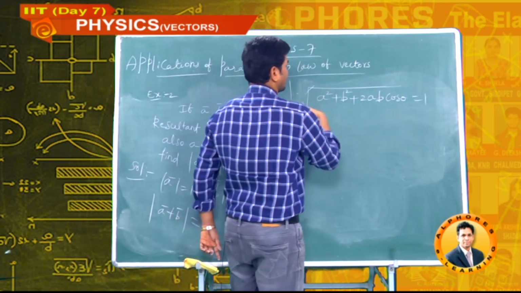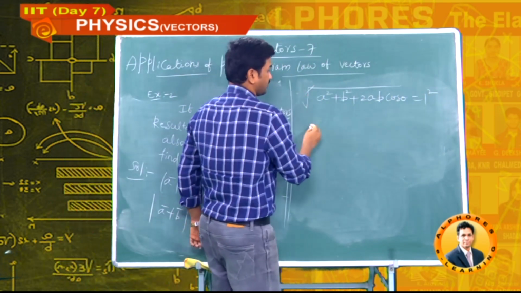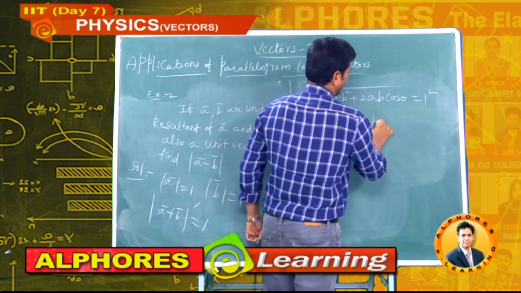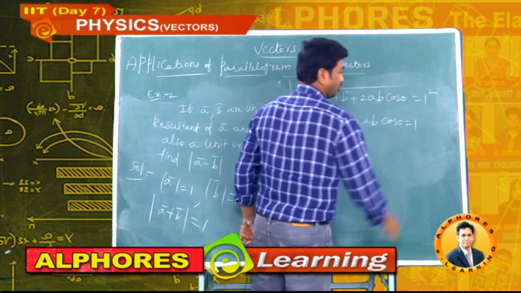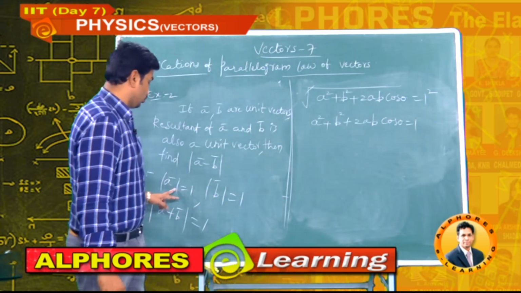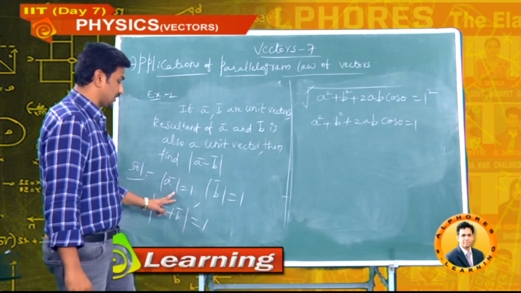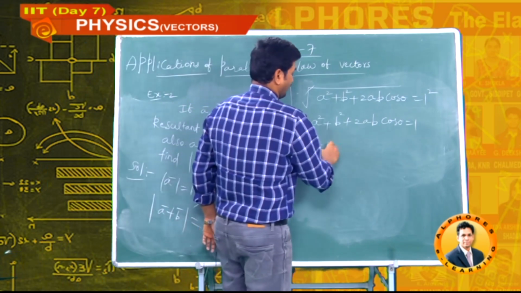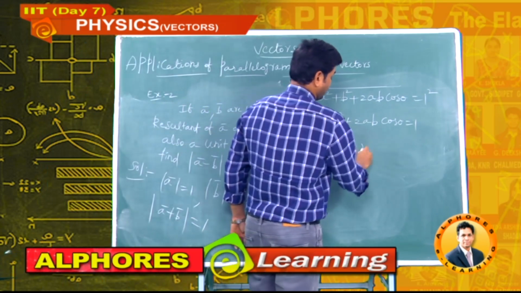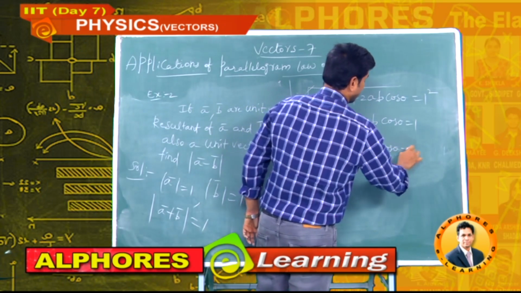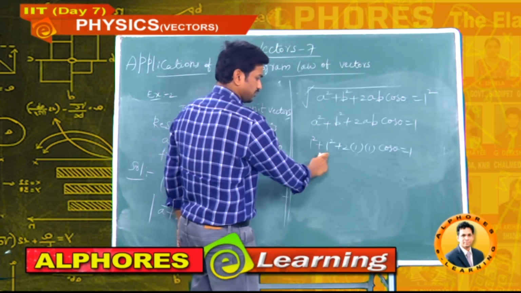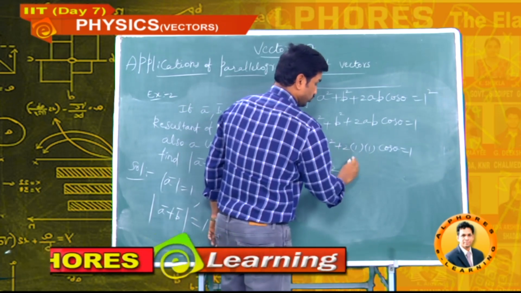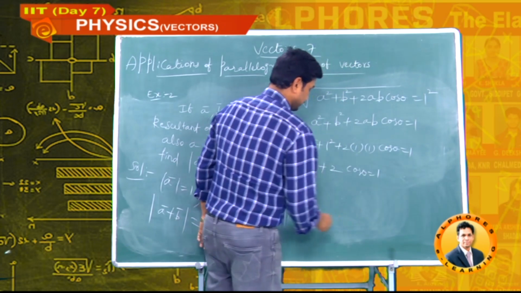Now squaring on both sides, root gone: a square plus b square plus 2ab cos theta is equal to 1. What is the a value? 1. Mod a bar is a, mod b bar is b. Now a value 1, b value 1, cos theta is equal to 1. Now 1 plus 1, 2. Next 2 into 1 into 1, 2 cos theta is equal to 1.